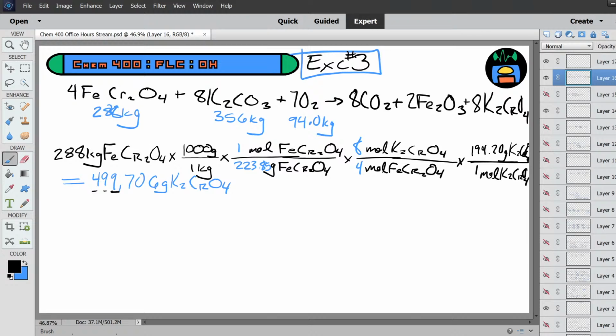Let's do this calculation for potassium carbonate, where we start with 356 kilograms. I have a feeling it's going to be oxygen, but we'll see. It might not. We don't know. That's why we're doing it. So we begin by converting from kilograms to grams.